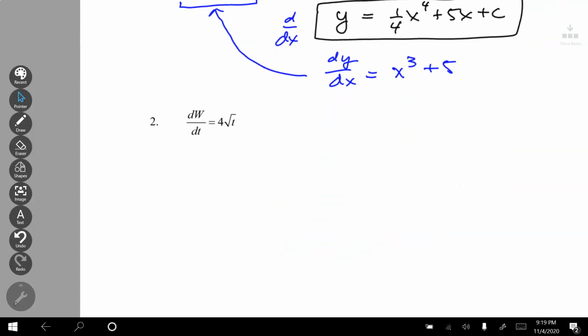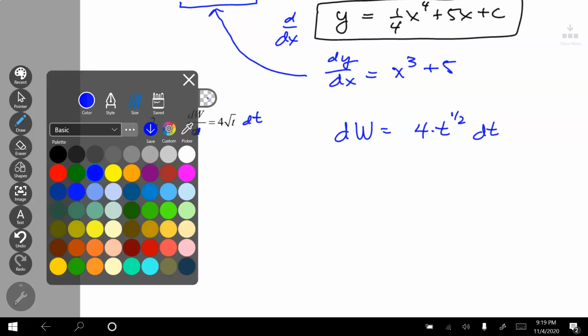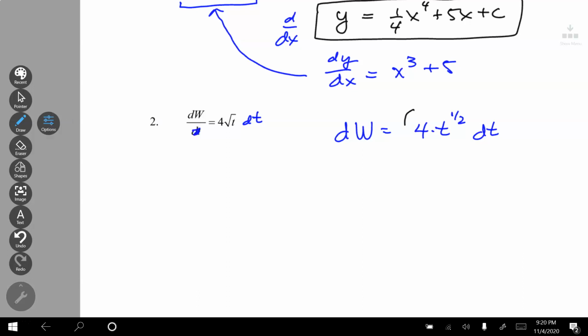Same thing here. I'm going to bring this dt over to the other side. I might rewrite it though. The derivative of w, or dw, is equal to 4 times t to the 1/2 dt. Again, the dt means that I'm using the variable t. I take the integral of both sides, I get w is equal to, let's see, I have to add 1 to this, so t to the 1 plus 1/2 is 3/2. The reciprocal of 3/2 is 2/3 times this 4 that's in front, so I get 8/3 plus c.